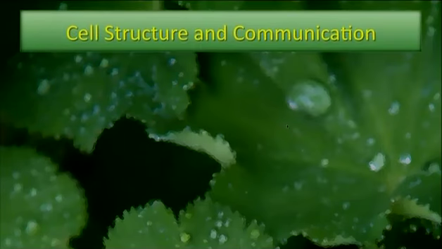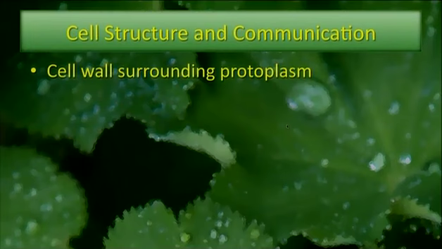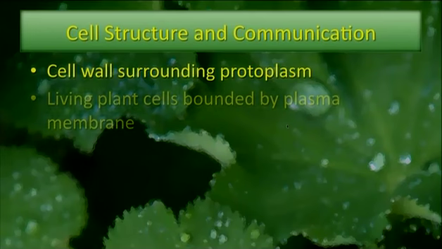Now, cell structure and communication. In a plant, you have the cell wall, and the cell wall surrounds the protoplasm, which is the living part of the cell. Living plant cells are bounded by the plasma membrane. The plasma membrane, if you recall, is made up of phospholipids with intermembrane proteins.